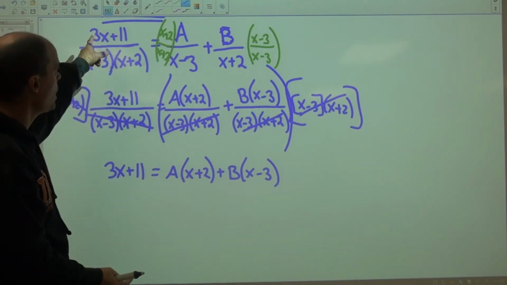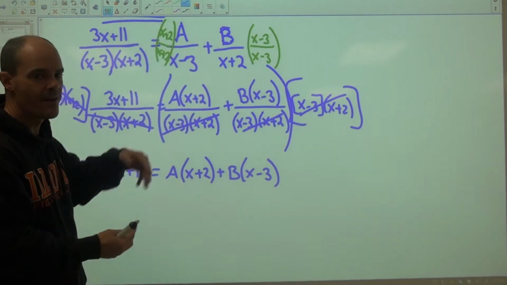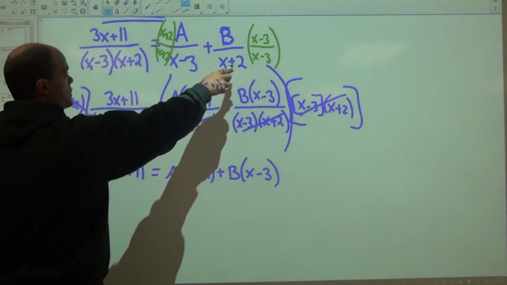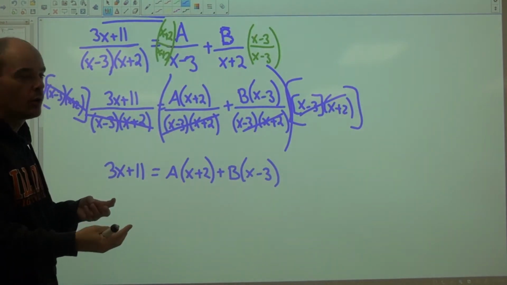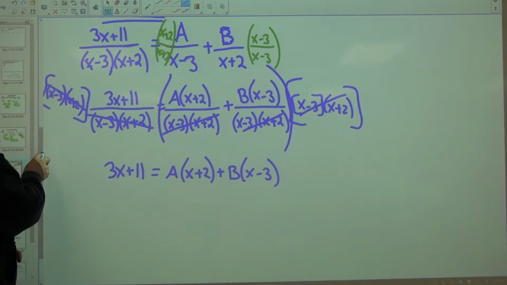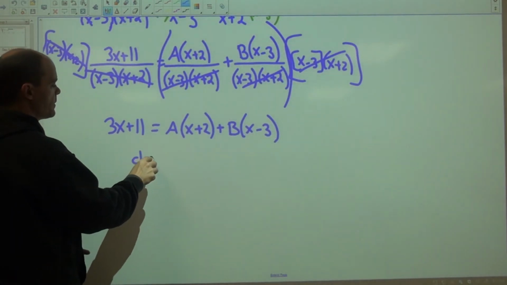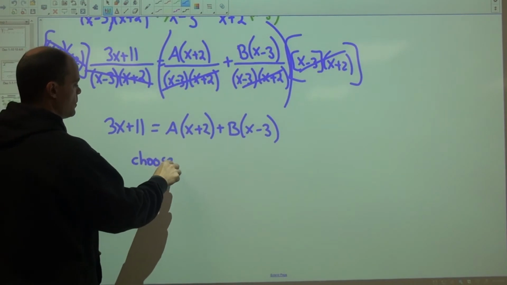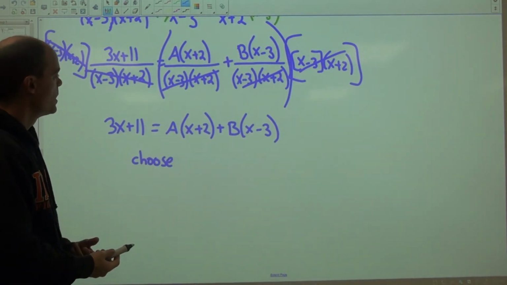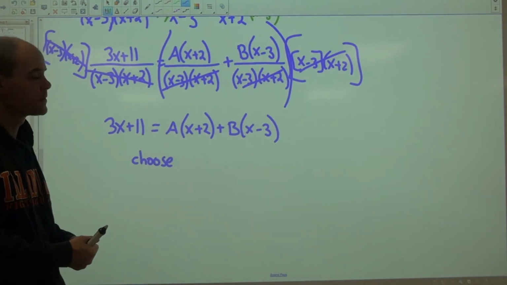If I plug in a 12, this would be true. If I plug in a 13, this would be true. Every value of x makes this true. The things we don't know that make this true are a and b. So what that does is it allows us to pick. We can choose any x value that we want. Ooh, well, that's good news for us, because there's a couple x values that would be really, really convenient choices.